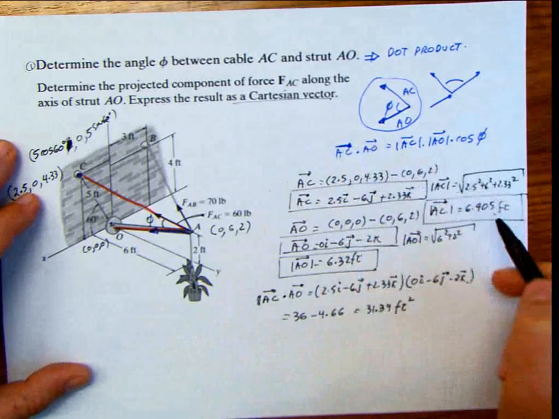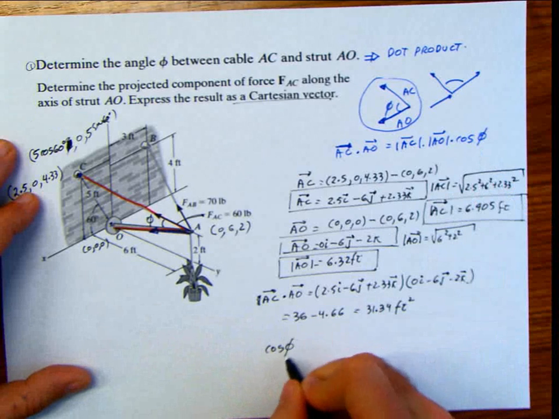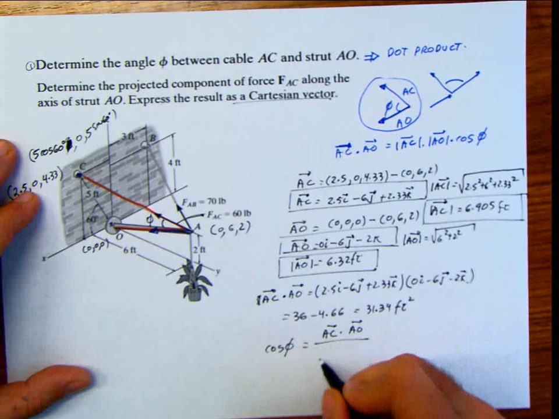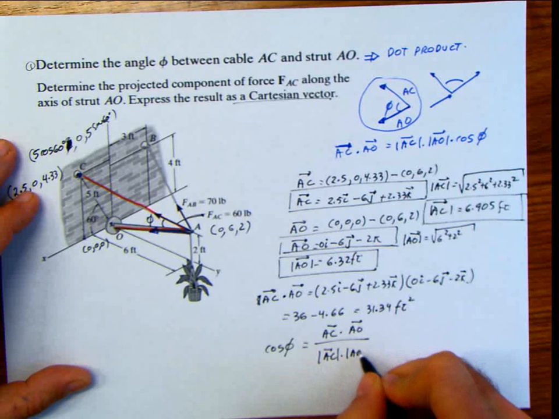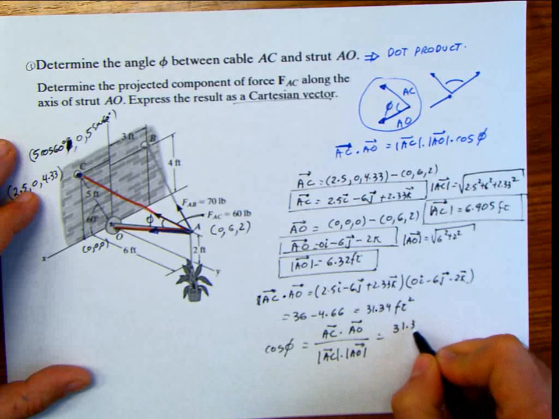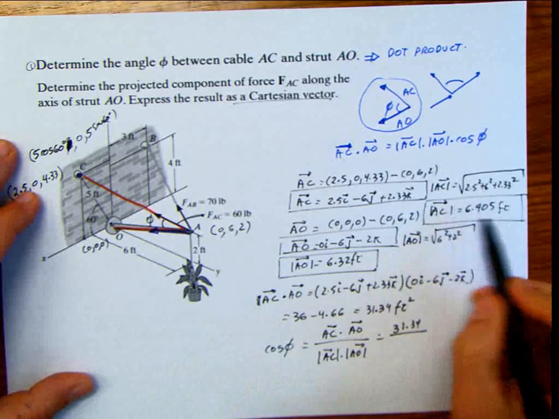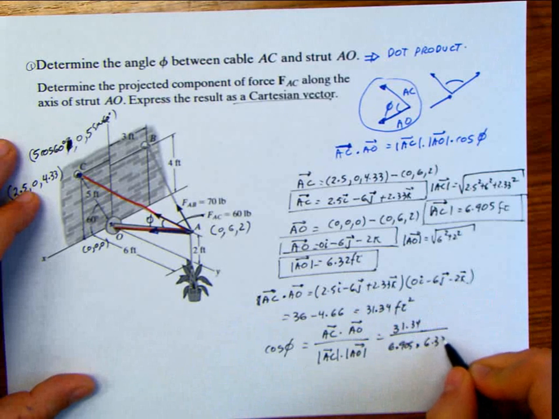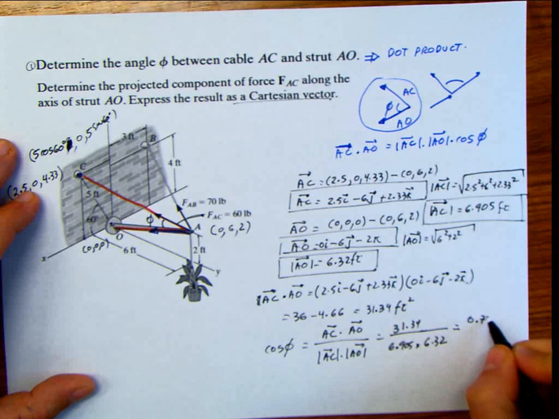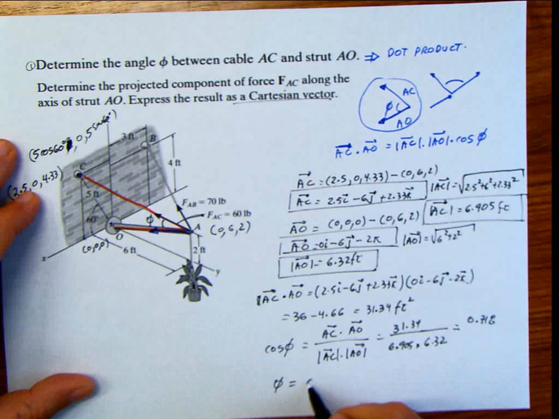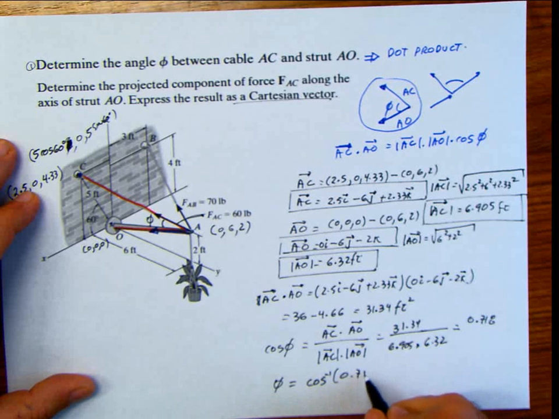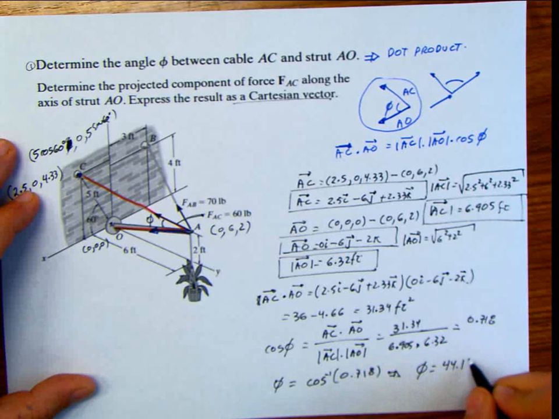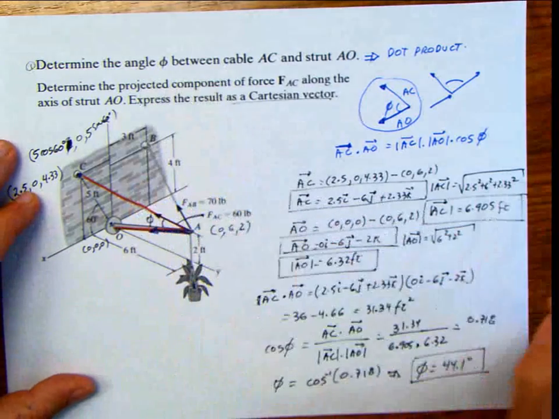So we have this part, and we have the magnitude, and we have the other magnitude. Then I can solve for cosine phi, which is going to be the value that we got for AC dot AO divided by the magnitude of AC multiplied by the magnitude of AO. In other words, it's going to be 31.34 divided by the magnitude of AC, 6.905, multiplied by 6.32. And this value comes to be 0.718, which means that our phi angle is going to be the inverse cosine of 0.718, which gives us a phi of 44.1 degrees. There you go. We have already the first part done.